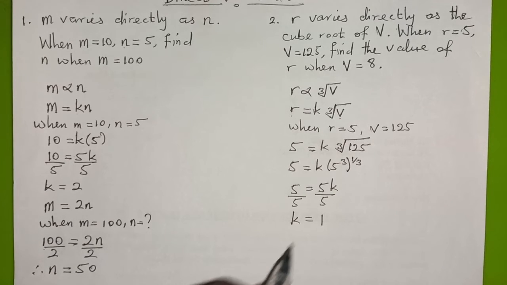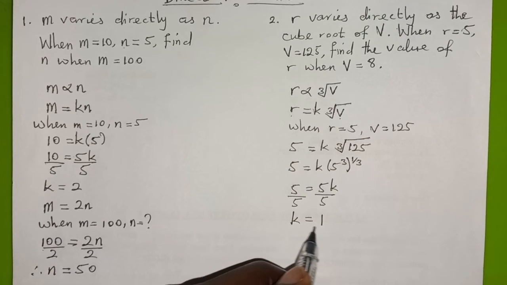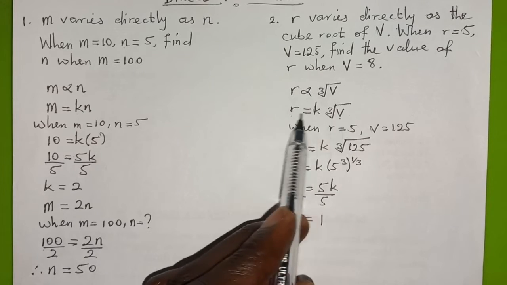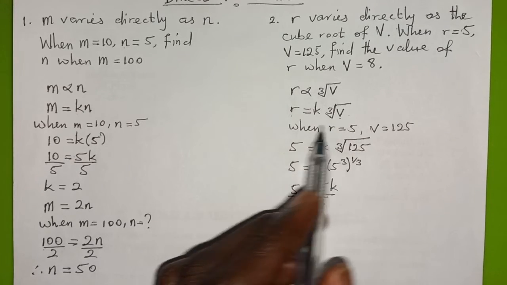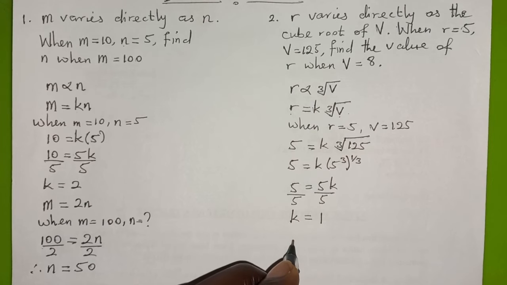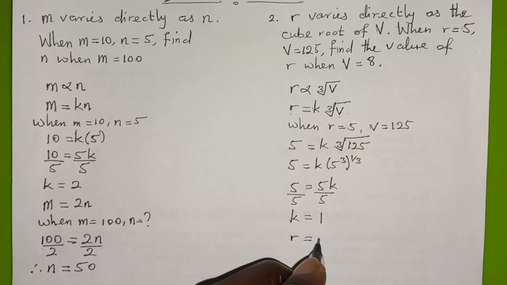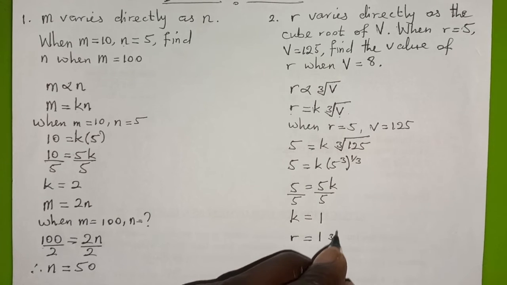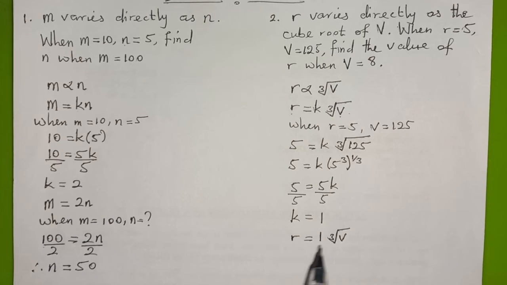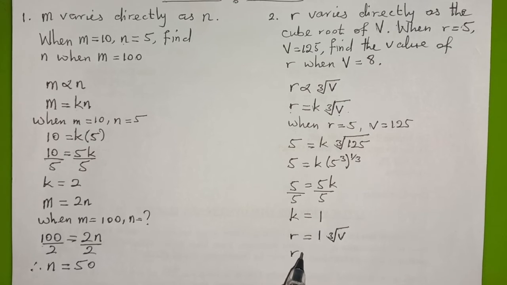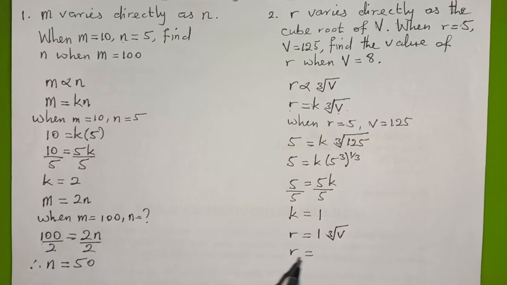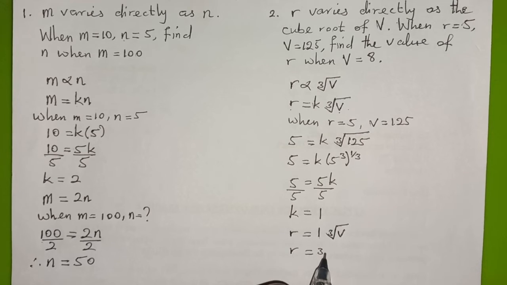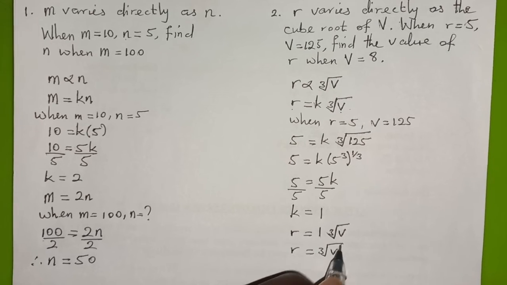What we then need to do is to substitute the value of k into our original equation. This will become r equals 1 cube root of v. But 1 multiplying cube root of v is the same as r equals cube root of v.